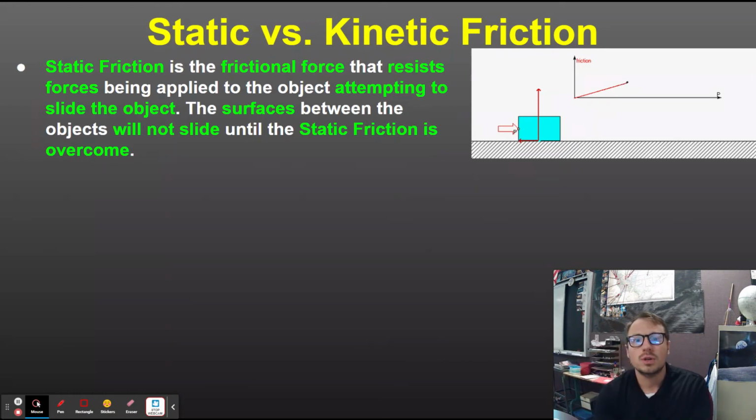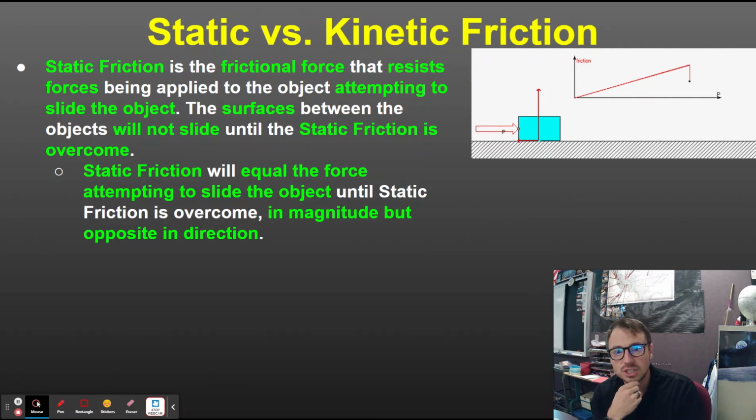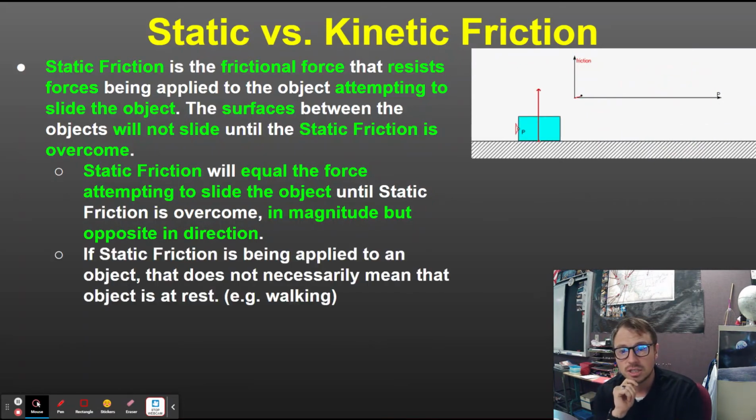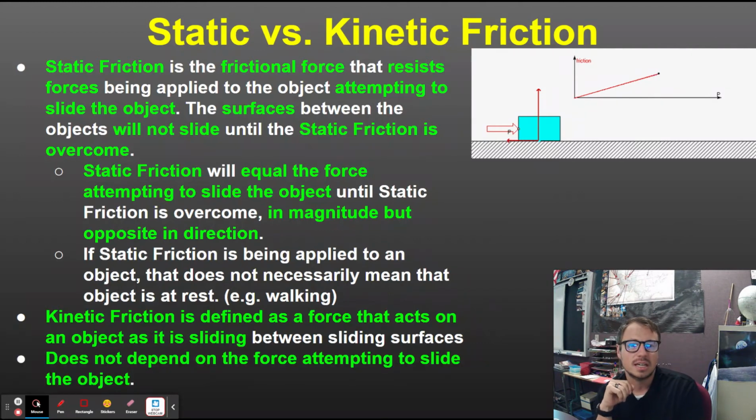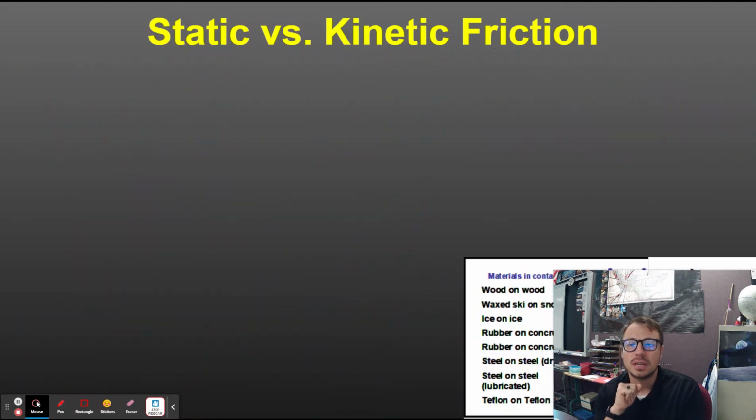Static friction is the friction force that resists forces being applied to the object attempting to slide the object. The surfaces between the objects will not slide until the static friction is overcome. Static friction will equal the force attempting to slide the object until it is overcome, in magnitude but opposite in direction. If static friction is being applied to an object, that does not necessarily mean that object is at rest. An example would be walking around. Kinetic friction is defined as a force that acts on an object as it is sliding between sliding surfaces. Kinetic friction does not depend on the force attempting to slide the object.